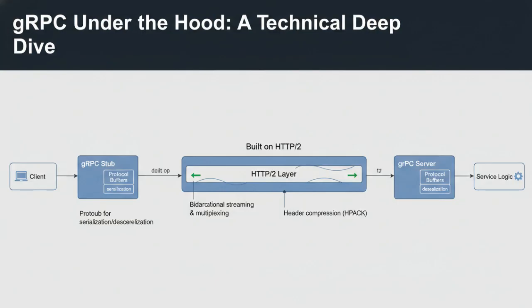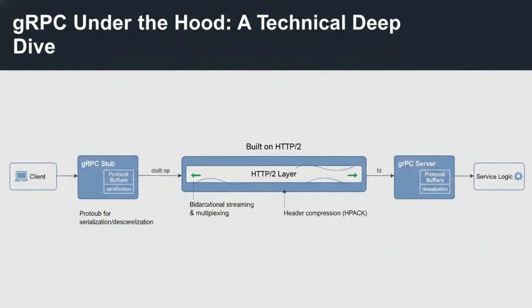Let's pull back the curtain and see how gRPC truly works its magic. The efficiency and performance of gRPC are largely attributed to its underlying technologies. Firstly, it's built on HTTP2. Unlike HTTP 1.1's request-response model, HTTP2 supports full bidirectional streaming and multiplexing over a single TCP connection. This means multiple requests and responses can be in flight concurrently, eliminating head-of-line blocking and reducing latency. HTTP2 also employs HPACK for header compression, drastically reducing overhead.